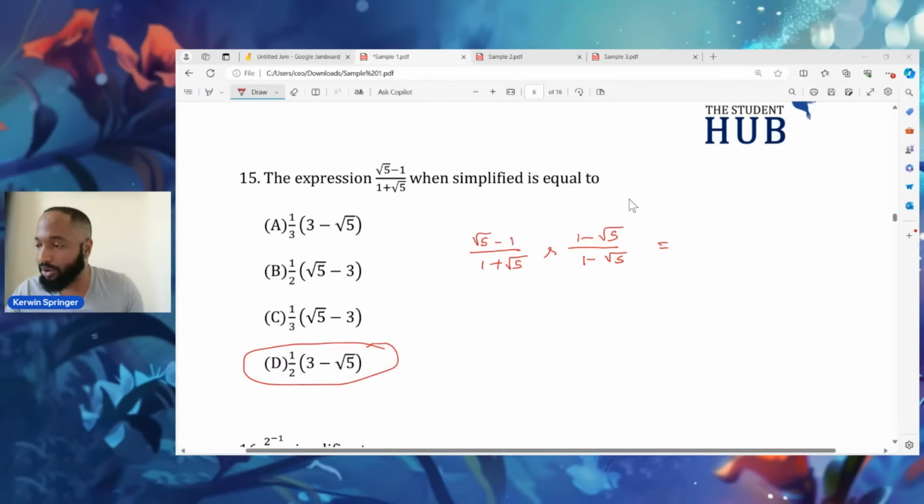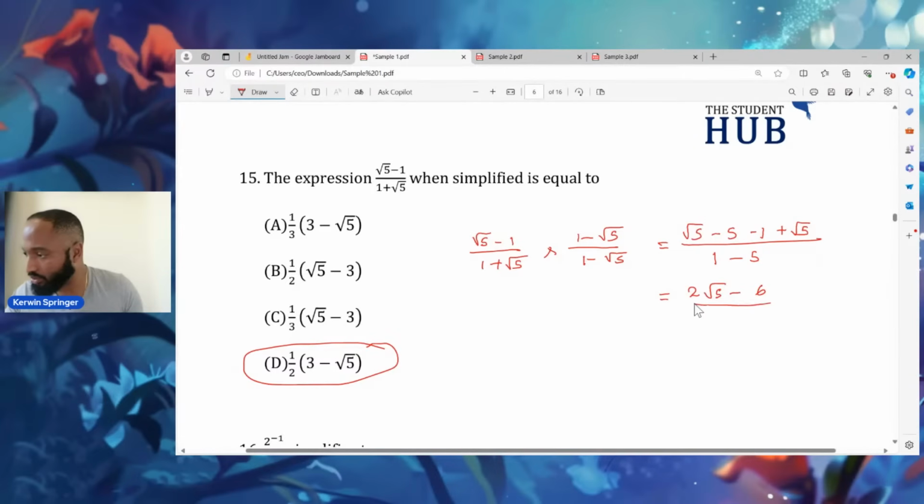So anyhow, root 5 by 1, that's root 5. Root 5 by another root 5, that's like negative 5. Negative 1 by 1, that's negative 1. And negative 1 by negative root 5, that's like positive root 5. All right. And this is like difference of 2 squares. So you'll end up with 1 minus 5. So you're going to end up with 2 root 5 minus 6 over negative 4. So I could firstly say 2 into everything, right?